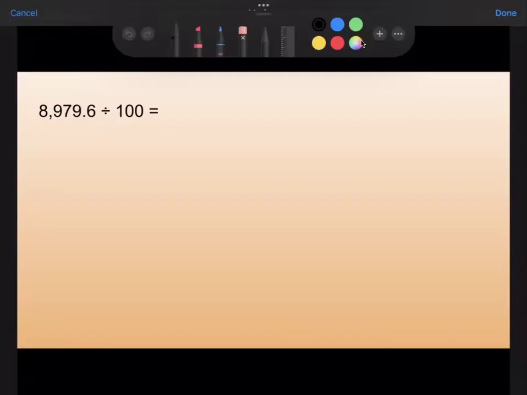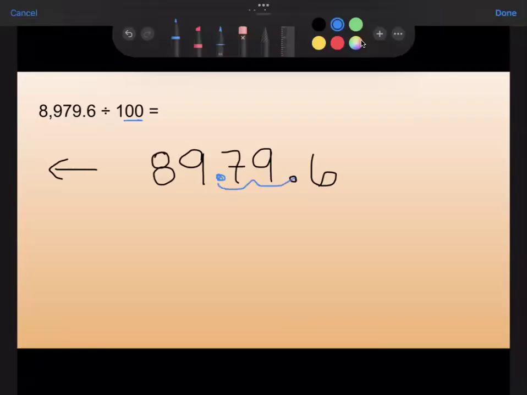So I'm going to go ahead and rewrite 8,979.6. And since we're dividing, my decimal is going to move to the left to make that number smaller. Since 100, which is what I'm dividing by, has 2 zeros, I'm going to move that decimal 2 places to the left. So I'm going to move it 2 spots right there. Now the decimal is between the 9 and the 7. So my final answer would be 89.796.